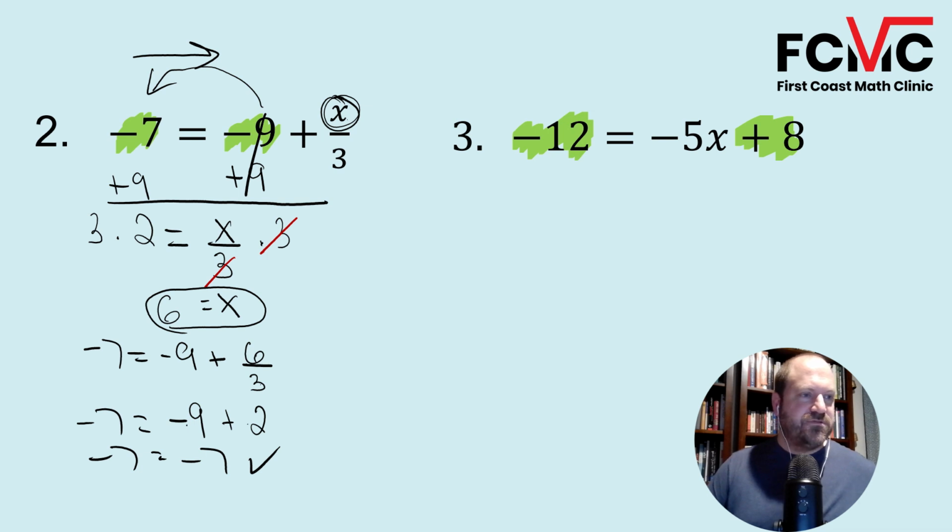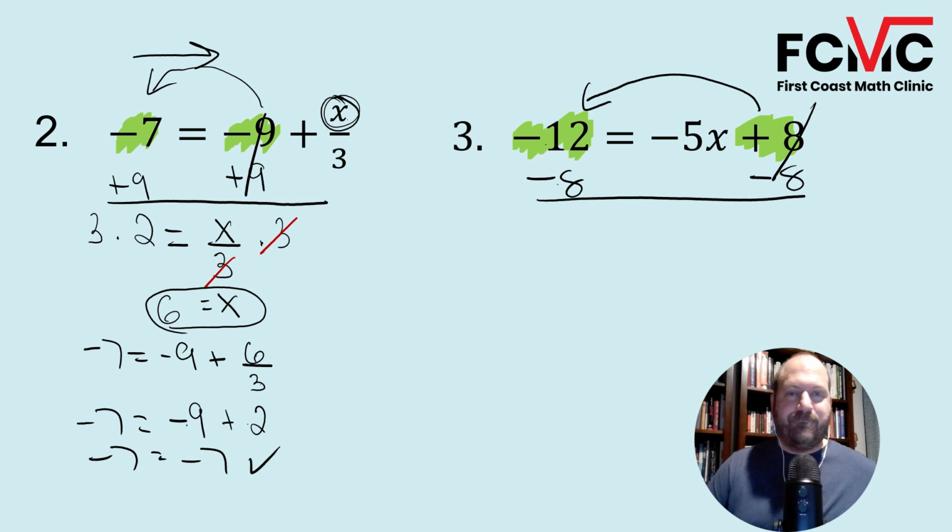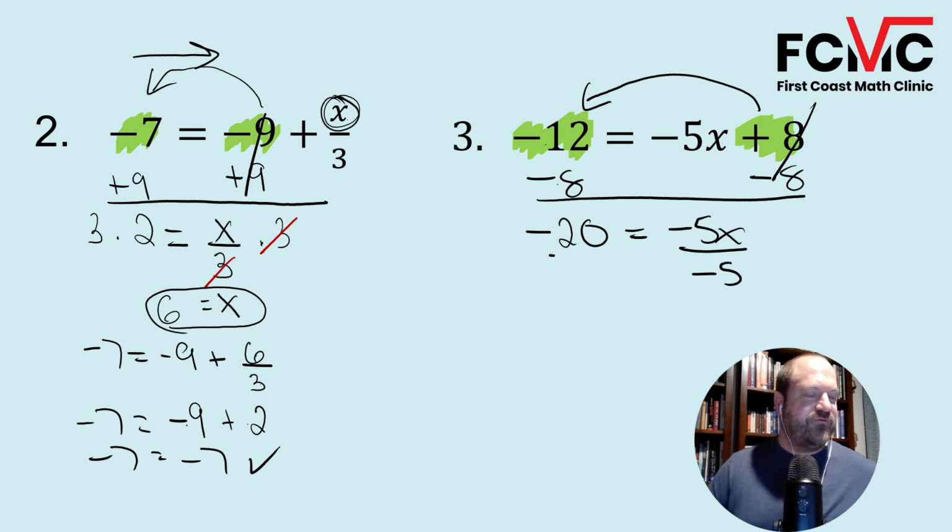So to combine those, we're going to move our 8 from the right to the left. Reading our equation left to right, 8 is positive, it's being added. So to undo addition, let's subtract 8. The 8 cancels out on the right. -12 minus 8 is going to give us -20 equals -5x. Now we're multiplying -5 times x, so to undo that multiplication, let's divide by -5 and divide by -5.